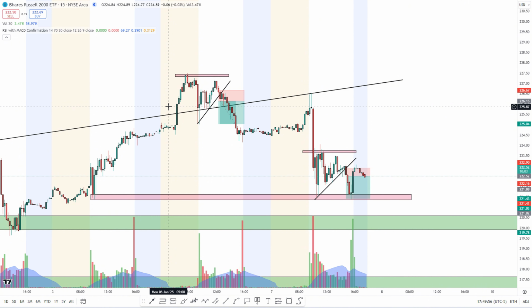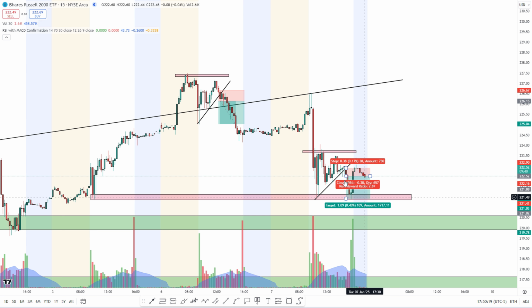So let's dive into it. Here I have IWM in the 15-minute time frame. So remember, the higher the time frame, the more these levels will be respected and the more accurate these breaks are going to be. So as you can see, these are two trades that I took. One was yesterday and one was today.